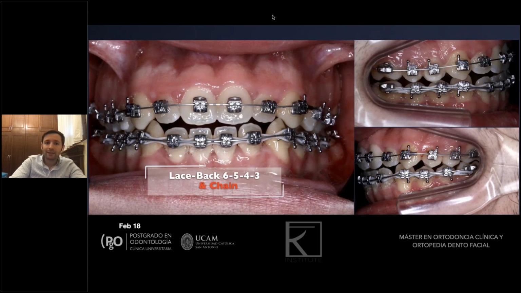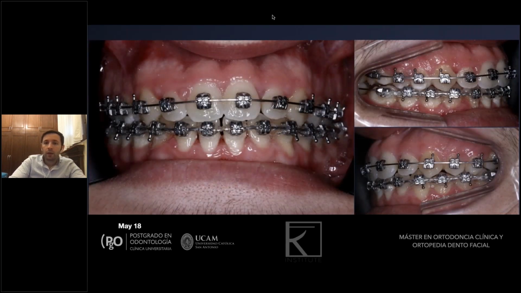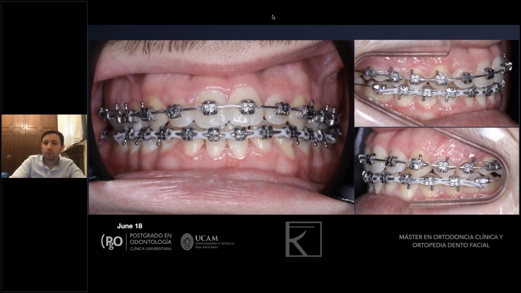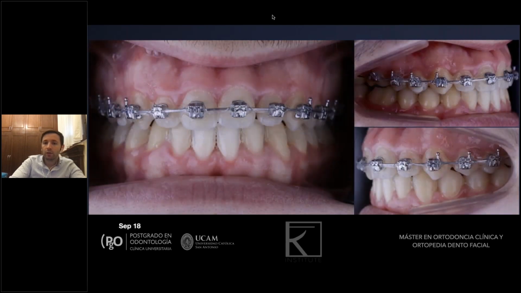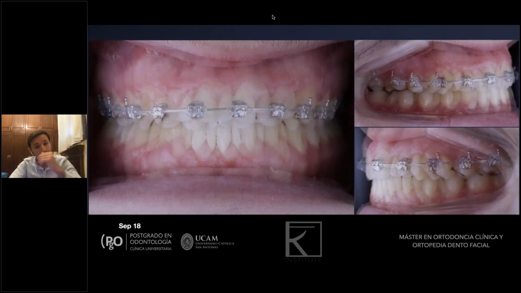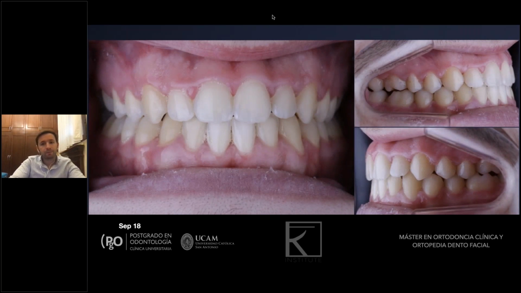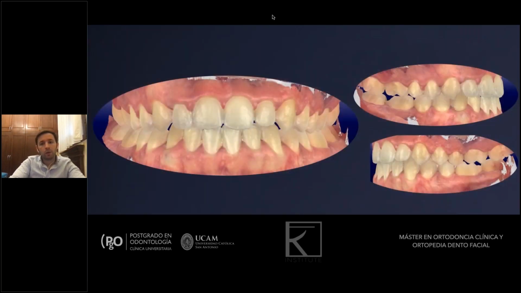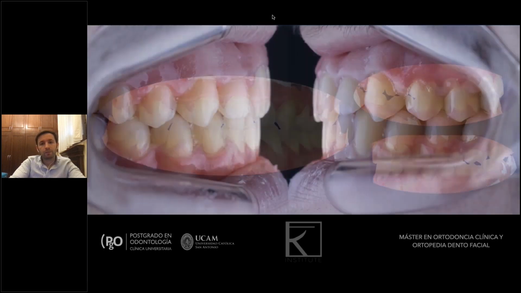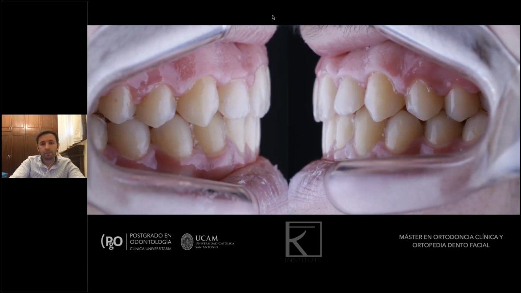So I start with a light 15, 14 copper nitinol. I'm going to a square 20 by 20 now. In this patient I used 14 by 25, but now we are using a square arch, a square wire. Look at this occlusion. Look at this finishing and detailing, and look at this situation. It looks like it's going to be very stable.